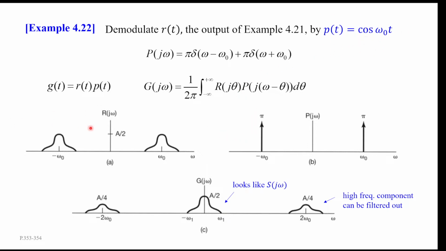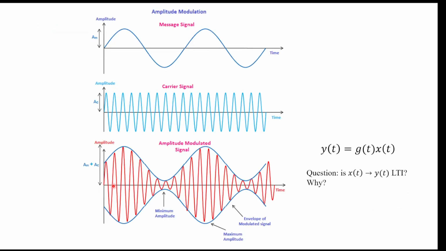Then you convolve this signal with the carrier spectrum in the frequency domain. You get one half of the original low frequency signal, and you have the 2 omega 0 and minus 2 omega 0 components, and those two can be filtered out. That's the idea of amplitude modulation. You have some message signal that's low frequency.